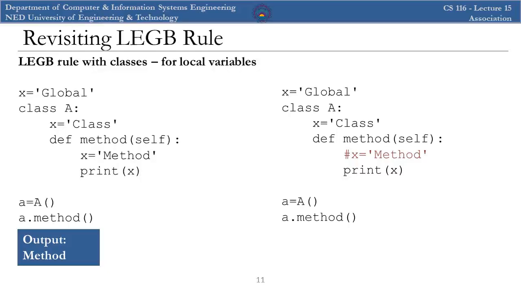So if this print statement does not find any x in the local space of the method, it will go to the global namespace. So here global will be printed. The point I want to highlight is that this class variable doesn't come in this LEGB hierarchy. If a variable is not found in the local namespace, then we'll go to the enclosing namespace, which is not here because we are not using any nested functions. It will go to the global namespace. So global will be printed in this case.